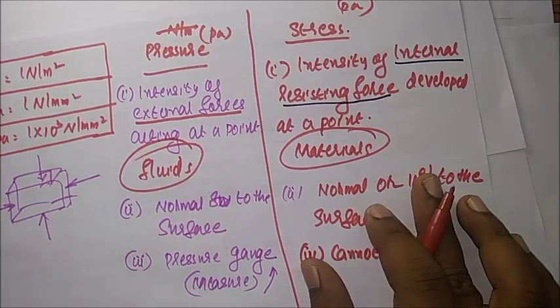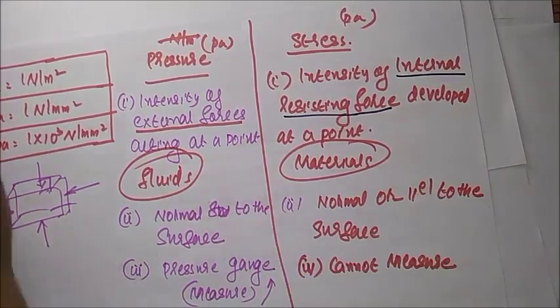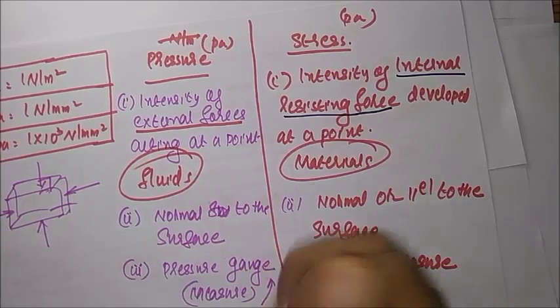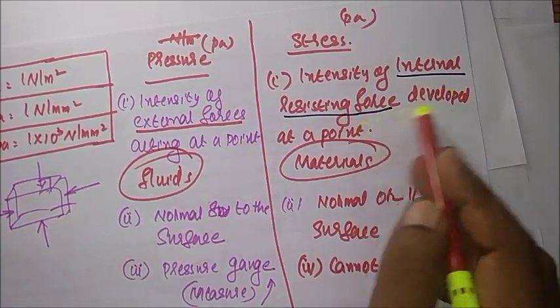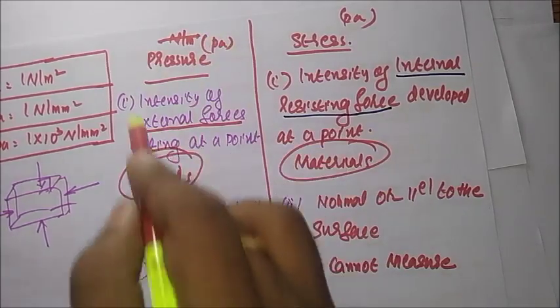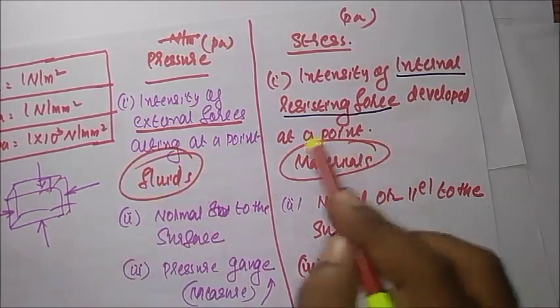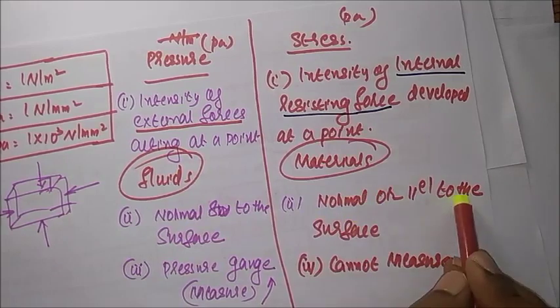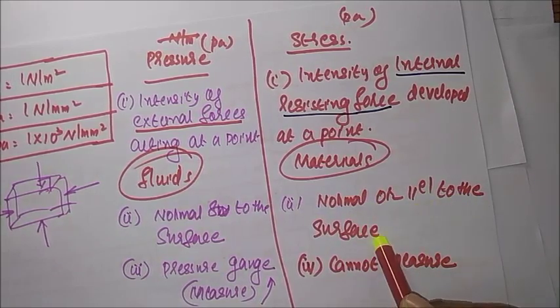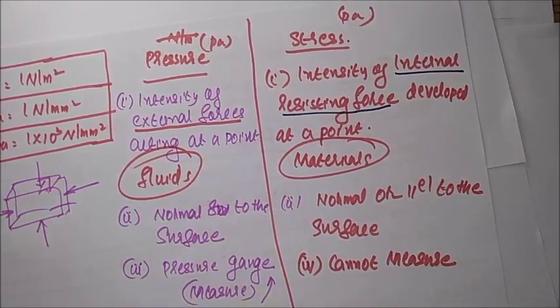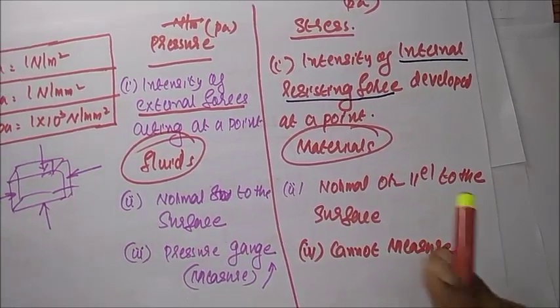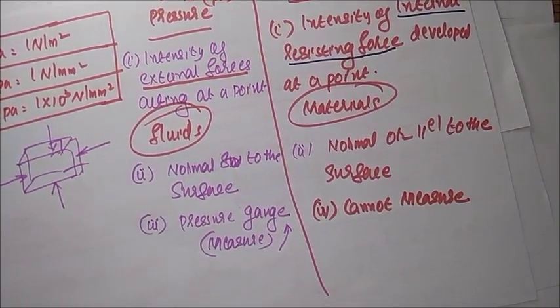These are the important differences between pressure and stress. Both pressure and stress have the same units, but there is a huge difference between them. Pressure is the intensity of external force acting at a point. Stress is the intensity of internal resisting force developed at a point. Pressure occurs in fluids, as liquids and gases, but stress occurs in materials or metals. Pressure is always normal to the surface, but stress is normal or parallel to the surface. Pressure can be measured by using pressure gauges, but stress cannot be measured. It can be calculated by other means.